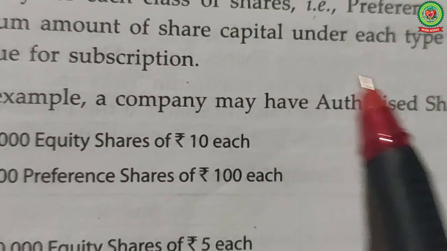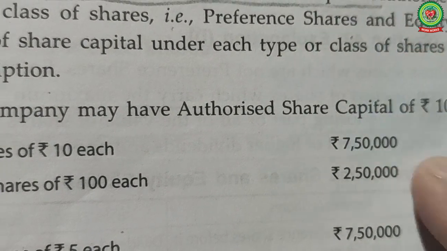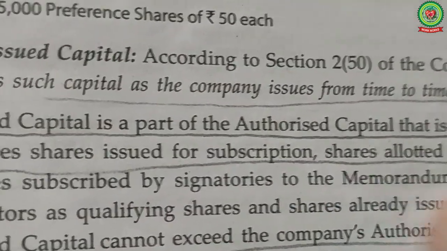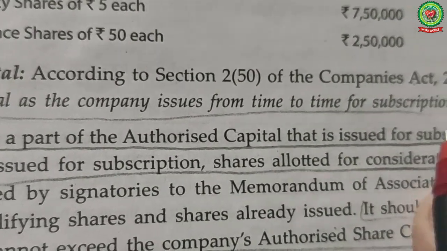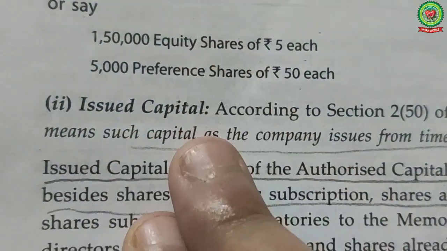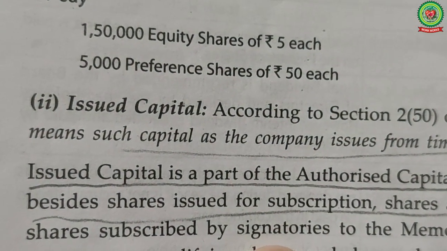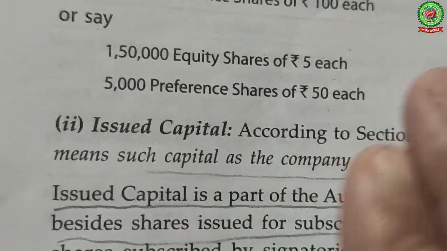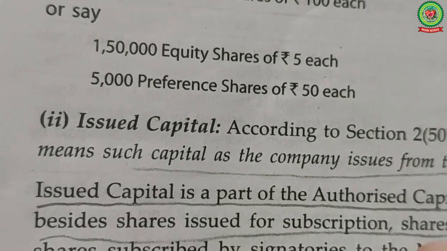Like here, see, in the previous example, if 10 lakh is your authorized capital, then your issued capital is a part of 10 lakh. Clear? It includes, besides shares issued for subscription, shares allotted for consideration other than cash. Now what is other than cash? Firstly, in issued capital, both: shares issued for cash, where you are going to receive money, and second, those types of shares where you are not going to receive any money but something in kind, like any asset, any registry of a land, etc., or any machinery, any plant.